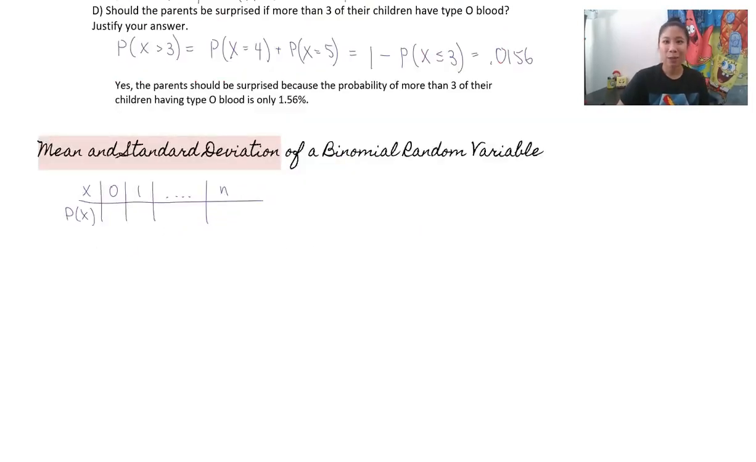All right, the last thing I want to talk about in this section for now is the mean and standard deviation of a binomial random variable. So we talked about how binomial distributions are a random variable. So we can actually list this out as a probability distribution table where we list all our outcomes for x and all our probabilities for each of those outcomes. So I just put n, because depending on how many trials we have, that's the maximum number of successes we could get. And we can find a probability for each of these using binompdf.